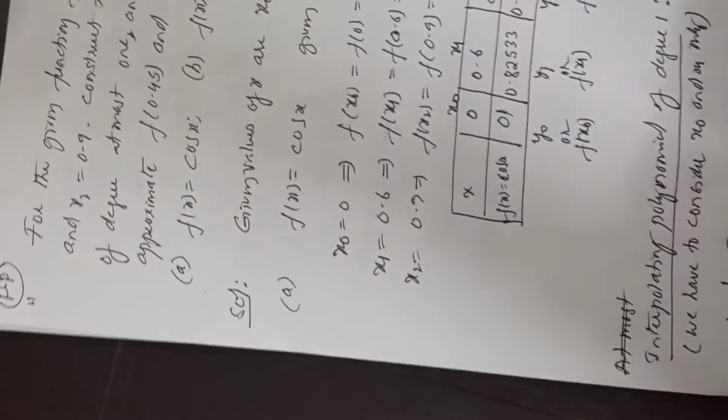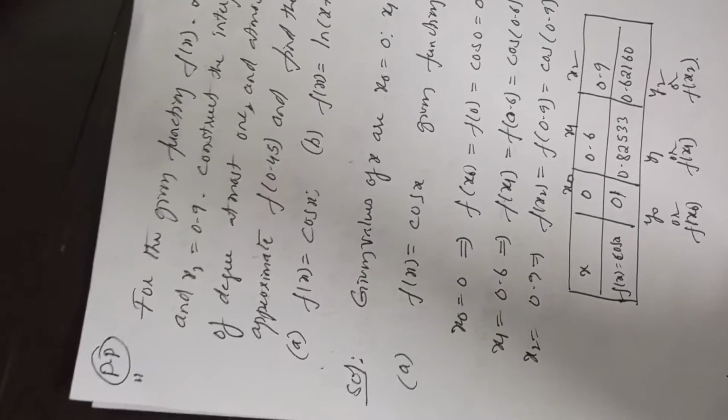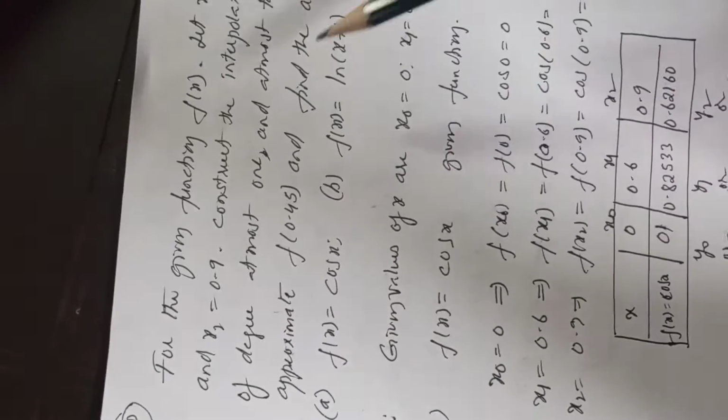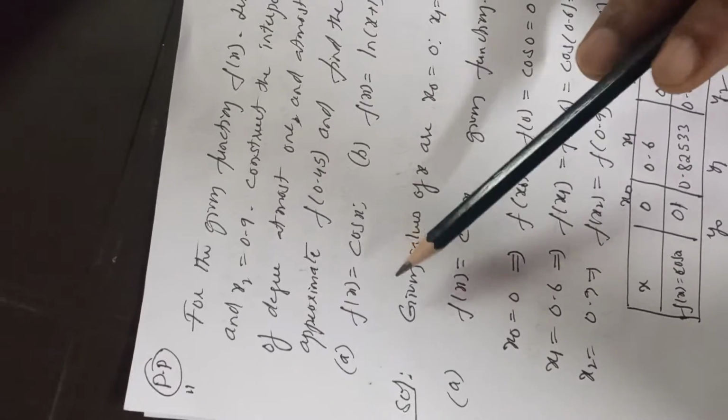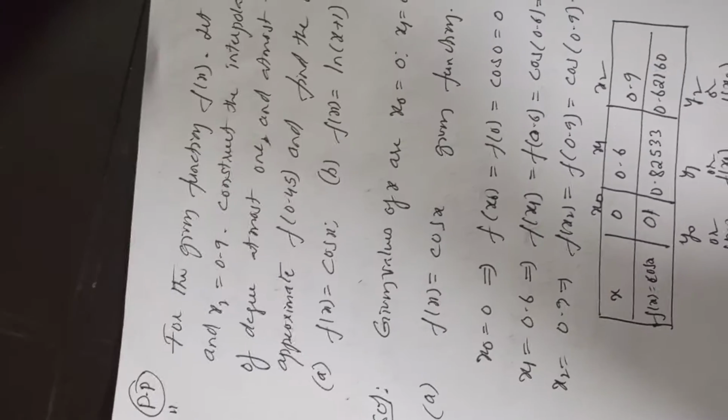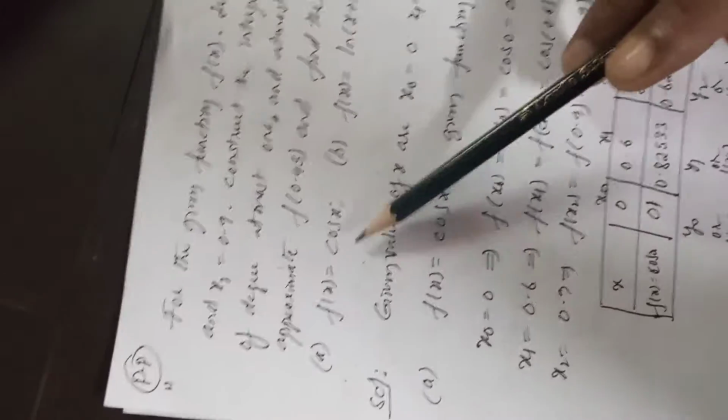Now here this is the practical problem. Now find the given function f of x. Let x0 is equal to x1 is equal to x2 is equal to the given values. Construct the interpolating polynomial of degree at most 1, at most 2, to approximate f of 0.45 and find the absolute error. There are two problems. In each case we have to find the interpolating polynomial of degree 1, of degree 2, and we have to find the absolute error. Right? For each one.